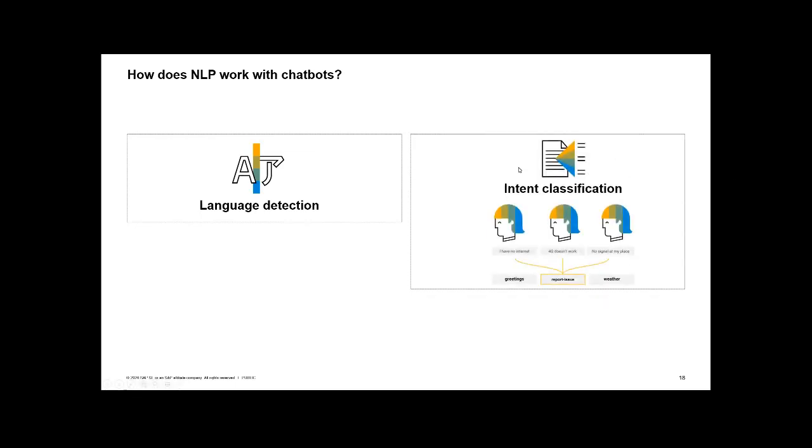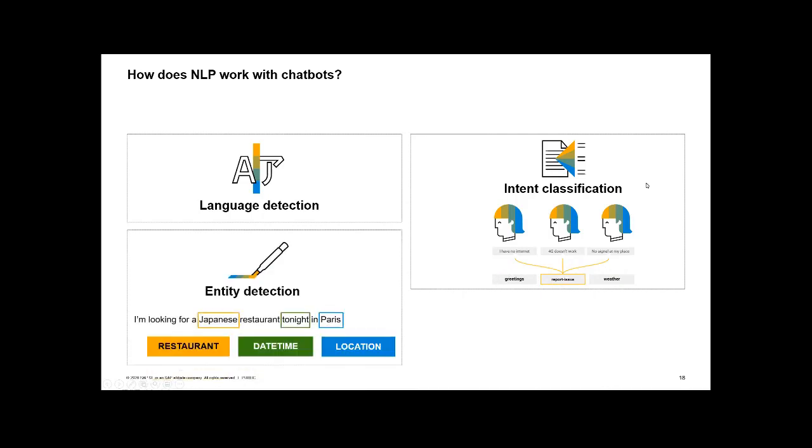Then the intent classification. So what is the intention of the user? Does he want to report an issue? Does he want some information about the weather? Are there some greetings or something like that? Then the entity detection. So all required information for the processing gets extracted out of the message.